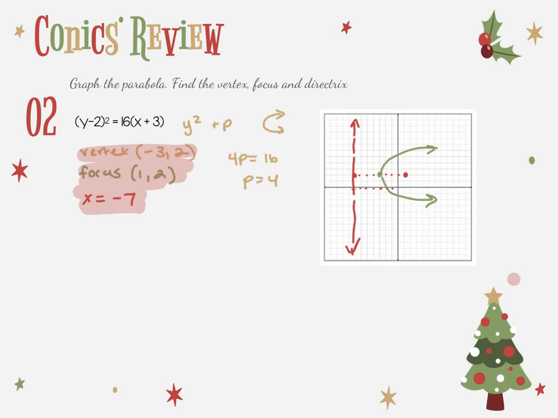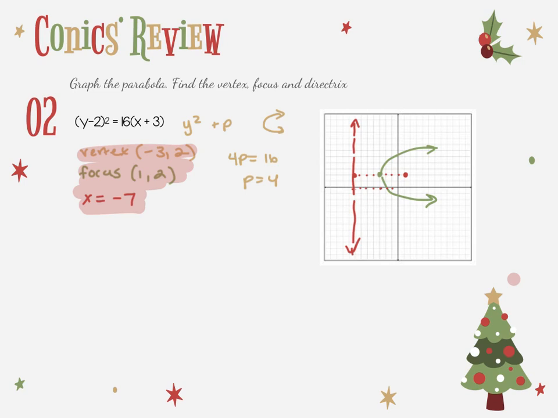All right, second one. This time the y is squared, so it's sideways, but it's a positive 16, which means it's a positive p, so it goes to the right. Vertex is at (-3, 2). Remember, it's always what's after the x, not the one that necessarily comes first.